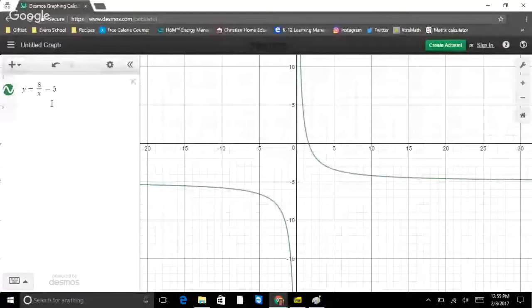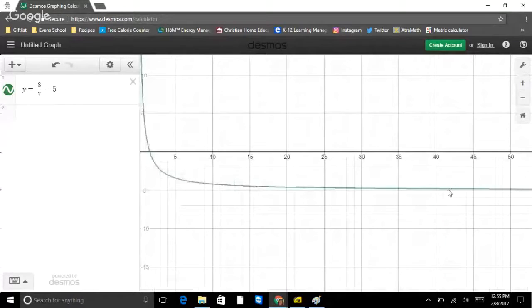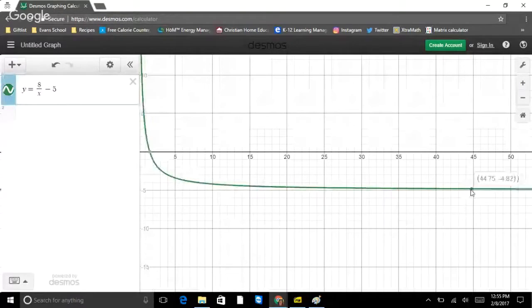And this makes sense because even if I have 8 divided by 1,000,000, I still can never get my value to be 5. It'll look close in your calculator, don't get me wrong. If you scroll along here, you can get really close to 5, but you're never actually able to make the function get to 5.